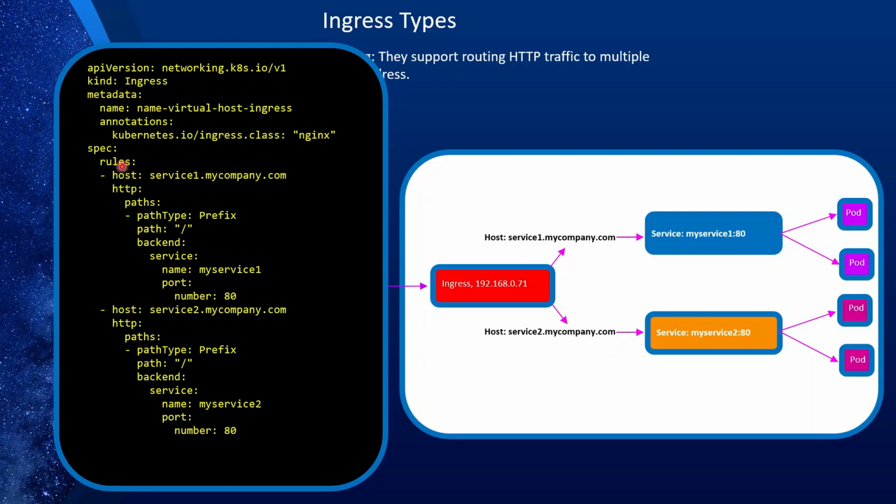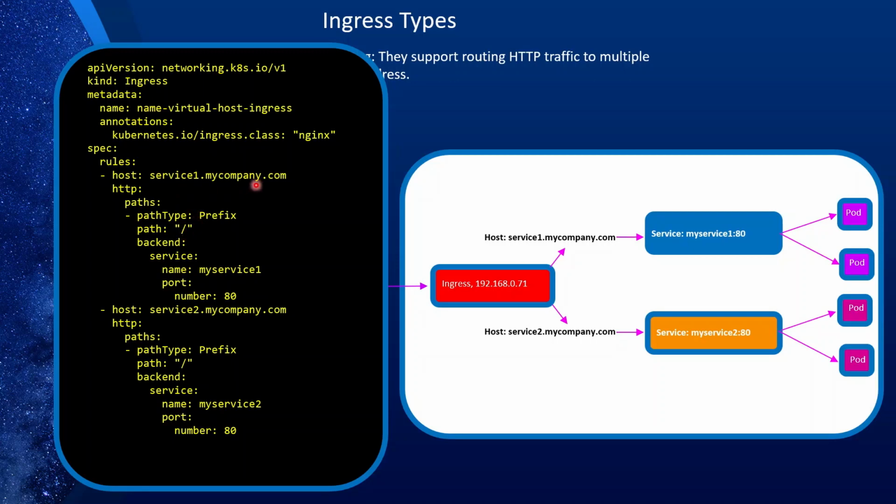And then under spec and the rules, we are now distinguishing by host. So we have two hosts here. The first one is called service1.mycompany.com, and then we specify the protocol, and then we can also specify paths. Again, we can use prefix or match, and in this case, path is equal to slash. There's nothing after that, which means that it accepts all the paths that are coming.